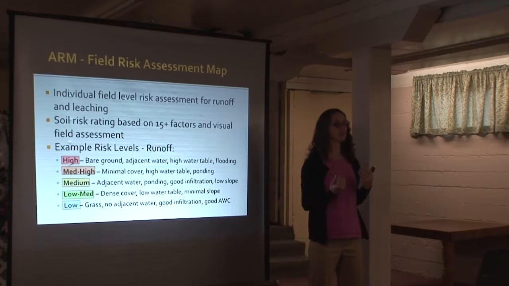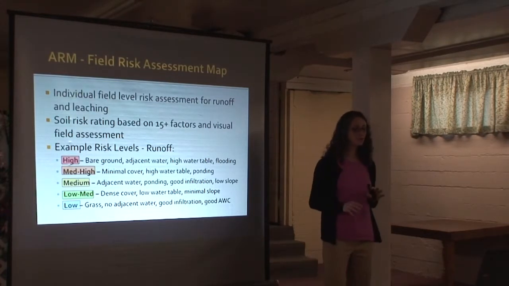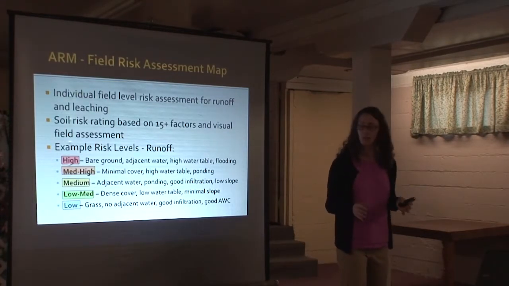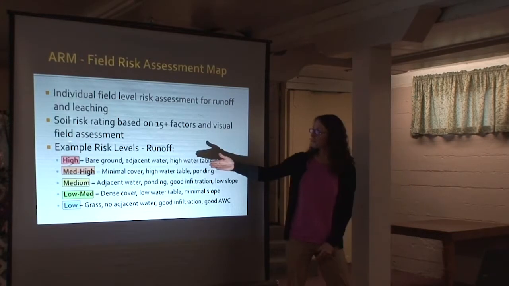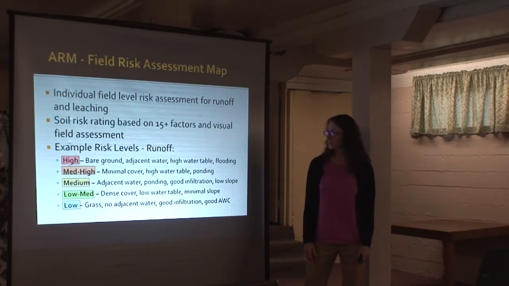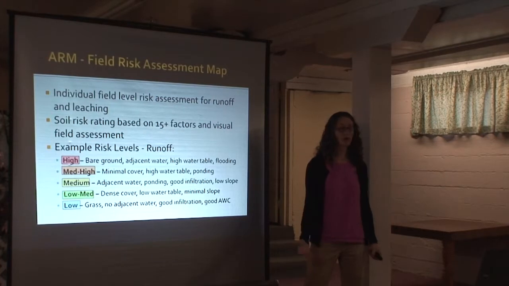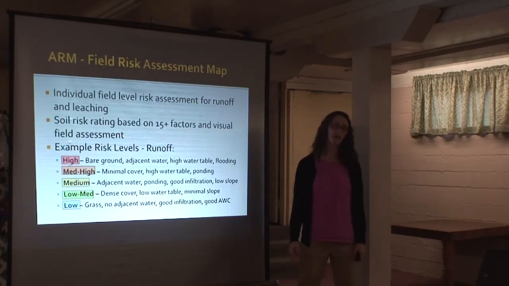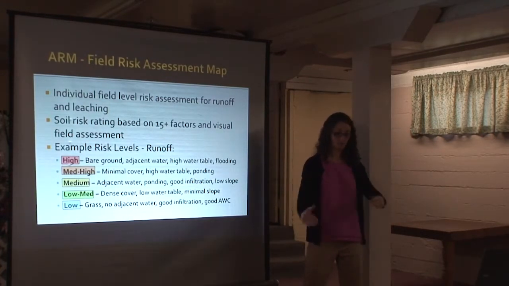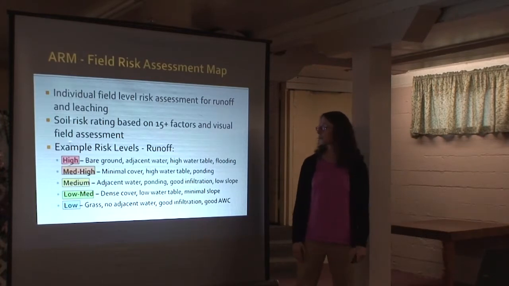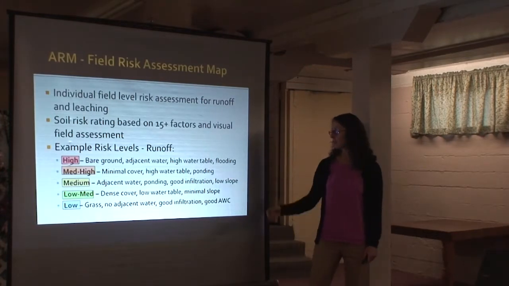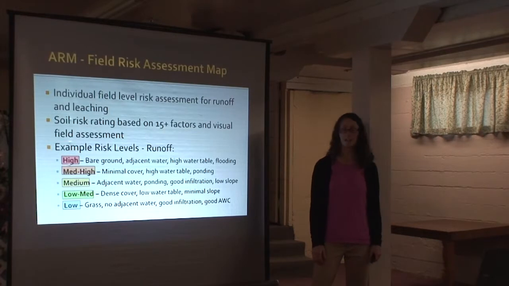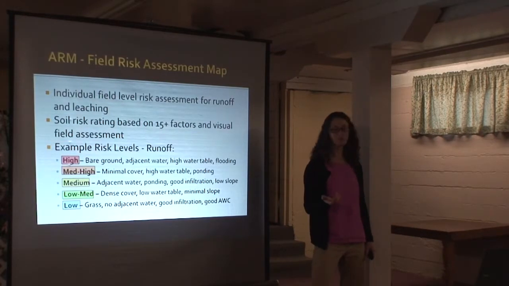All those factors have to be considered, and then you get a risk rating: high, medium, or low. Your crop makes a difference. For instance, a high risk field may be bare ground or a very compacted field. You've got water right next to it, so we're definitely worried about runoff happening. You've got a high water table, maybe flooding on that field. It's most likely a clay type of soil.